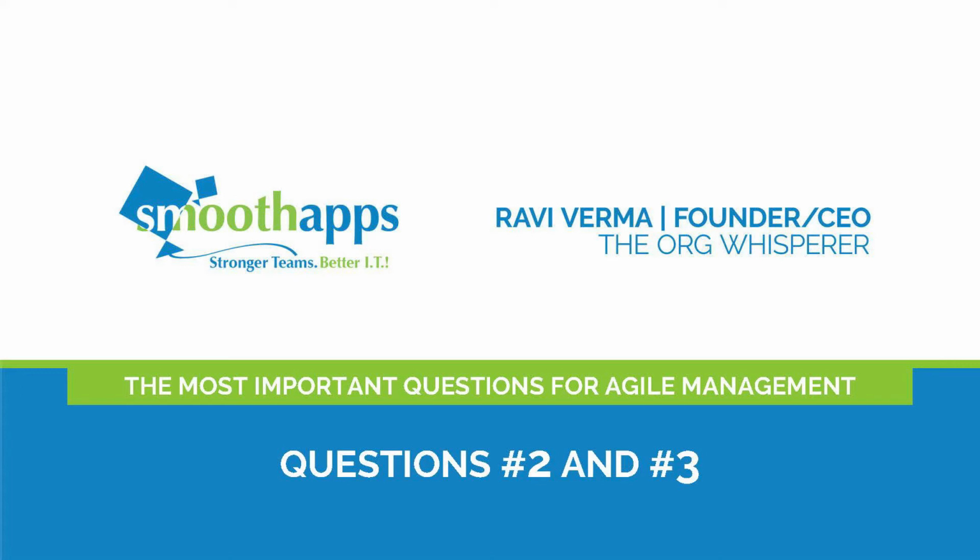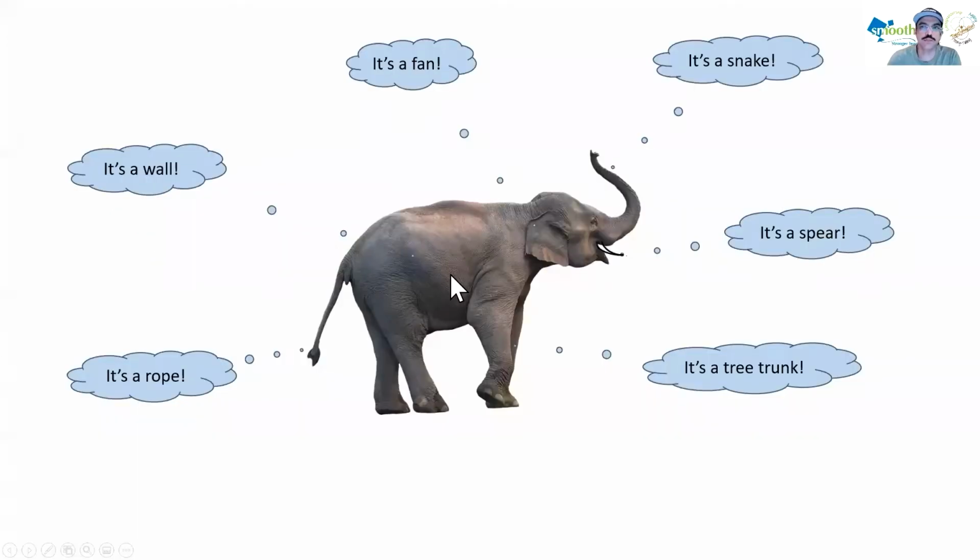Let's continue our conversation about the most important questions for agile managers. Today, we're going to talk about questions number 2 and 3. So in our last video, we spoke about the first question for agile management, which is, what the heck is this agile you speak of?